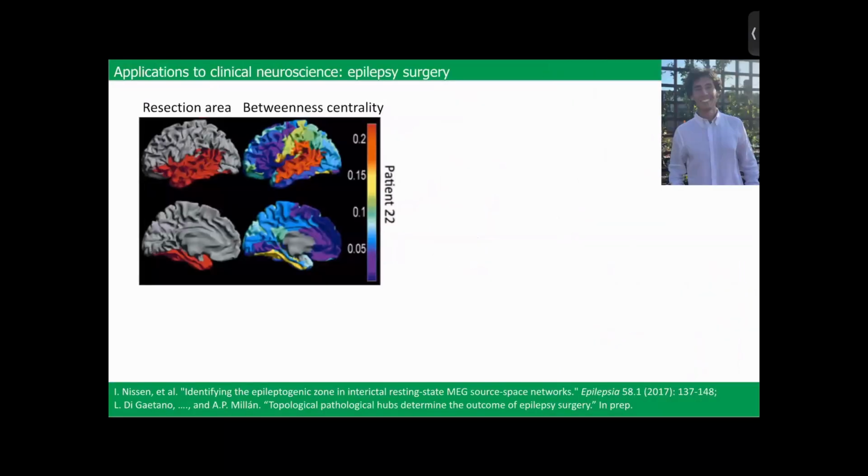This is another example where we looked at patients with epilepsy. This was done again with the clinical neurophysiology department in Amsterdam, in collaboration also with Leonardo Di Gaetano at the Central European University, who did a lot of work analyzing these networks. These patients with epilepsy are resistant to medication, meaning they keep having seizures after being on medication. So the treatment of choice is the removal of a region, the red area here for this patient, with the hope of stopping the seizures.